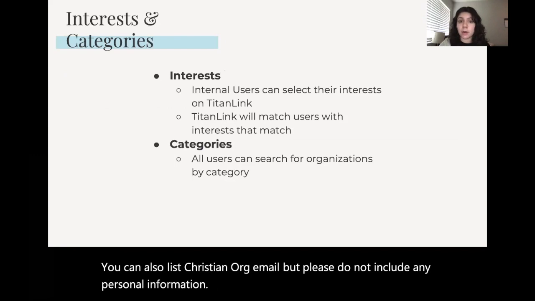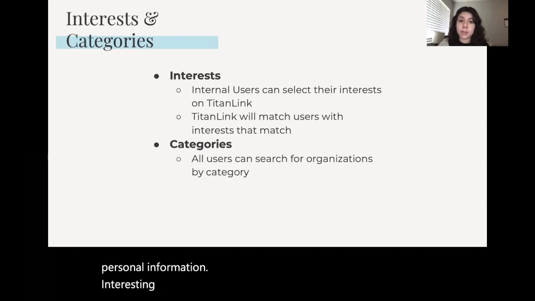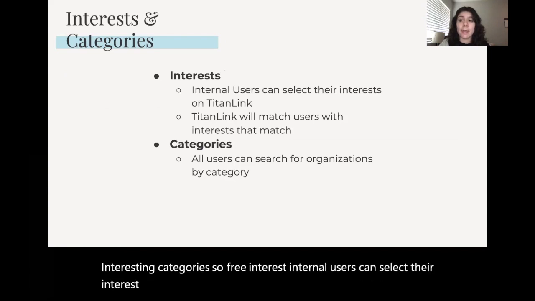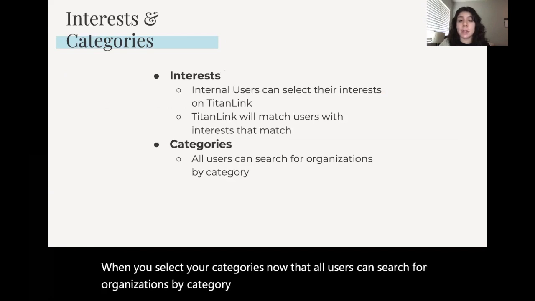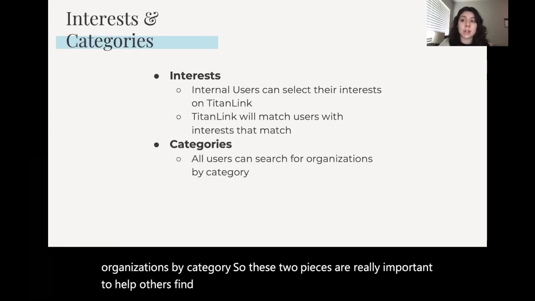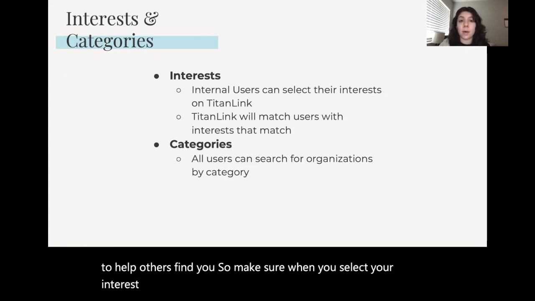Your interest and categories. So for your interest, internal users can select their interest on Titan Link, and then Titan Link can match these users with interests that match. And when you select your categories, know that all users can search for organizations by category. So these 2 pieces are really important to help others find you. So make sure when you're selecting your interests and categories, you really do select ones that apply to your organization.